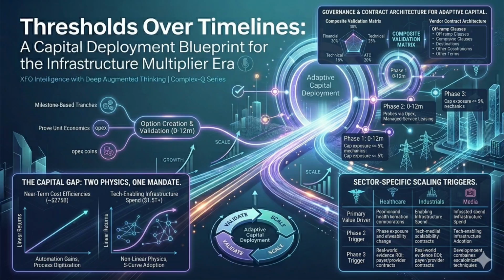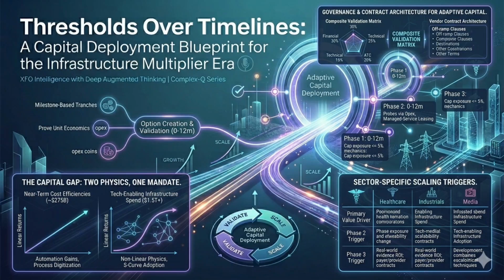Phase 2, threshold crossing, 12 to 24 months. Release 30 to 40% of the budget only when composite threshold scores hit 0.75 out of 100. Key metrics: utilization 0.65%, LTV CAC 0.3.0, regulatory clearance. Use convertible leases, joint ventures.